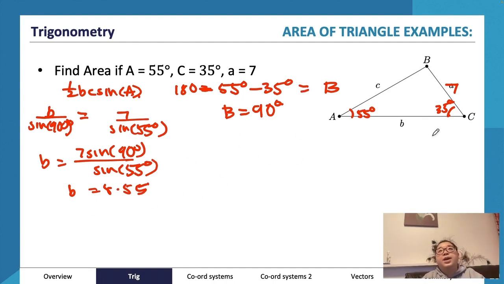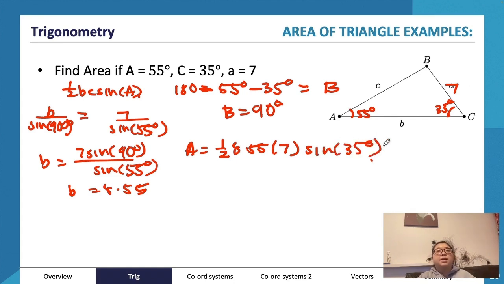And so what we can get here is, therefore, if we want to find this value, the area will equal a half BC. So our BC in this case will be these two. So it will be 8.55 times 7 sine 35 degrees. And so we can put that in and just check what that is.